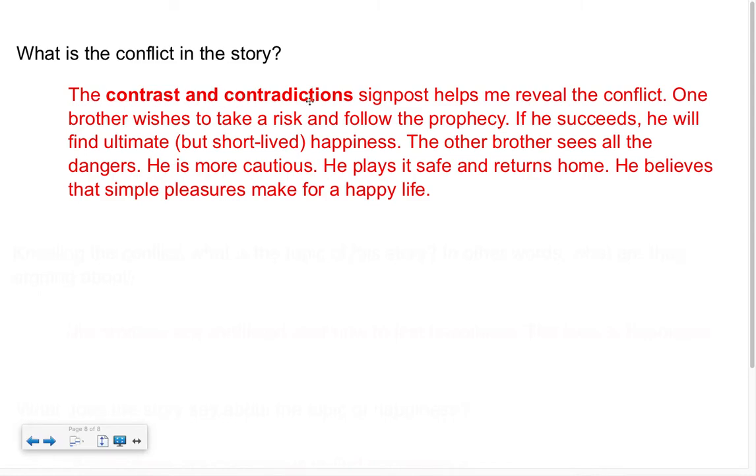Well, the contrast and contradiction signpost helps me reveal the conflict. One brother wishes to take a risk and follow the prophecy, which is on the stone. If he succeeds, he will find ultimate but short-lived happiness. The other brother sees all the dangers. He is more cautious. He plays it safe and returns home. He believes that simple pleasures make for a happy life. So your conflict is two totally different versions of what happiness is: simple life, simple pleasures, versus ultimate happiness, but short-lived.